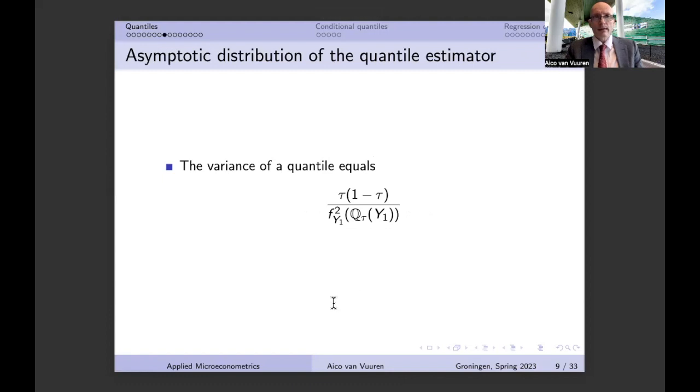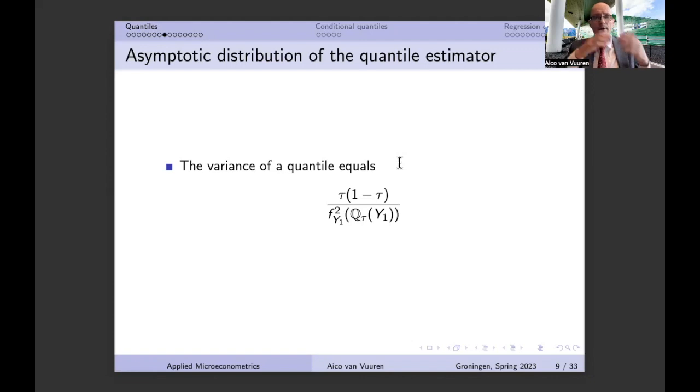I'd like now to go on with the asymptotic distribution of the quantile estimator. I'm only going to give here the result. You can actually show that the variance of the quantile estimator is equal to tau multiplied by 1 minus tau, and then divided by the density function squared evaluated in this quantile that we have over here. That's relatively simple, but we should take into account that if we are going to calculate this thing over here, we can actually not do that.